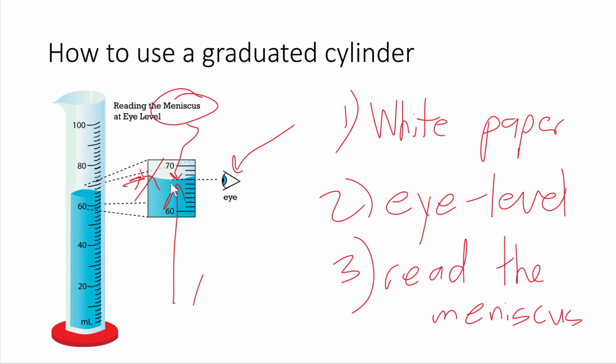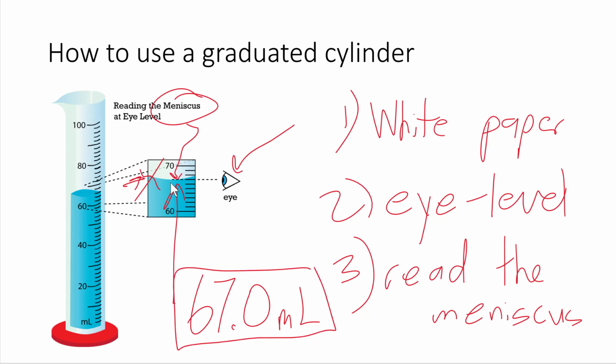So you would write 67, but then you have to guess an extra digit, right? If you're exactly on the 67 line, you would write 67.0, and then you would write the units. Remember, units are very important because they give meaning to the number. So the answer here would be 67.0 milliliters.